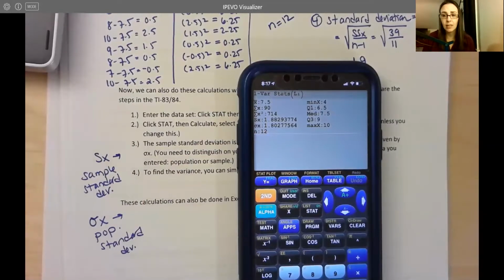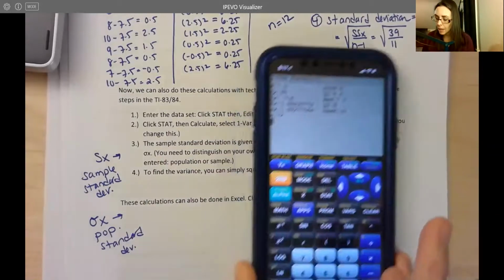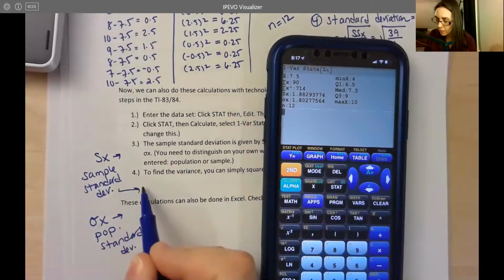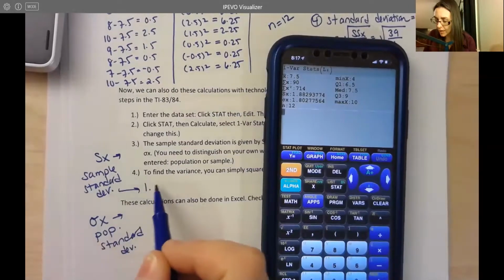Most of the time we're using sample data. So you're going to end up choosing the Sx, but it's not always the case. So you need to be careful that you choose the right standard deviation. Now in our example here, the right one was this Sx because we had a sample.